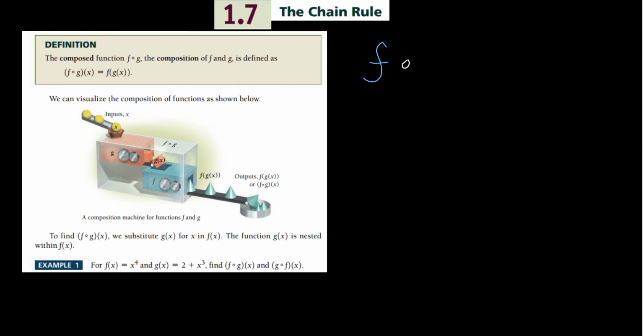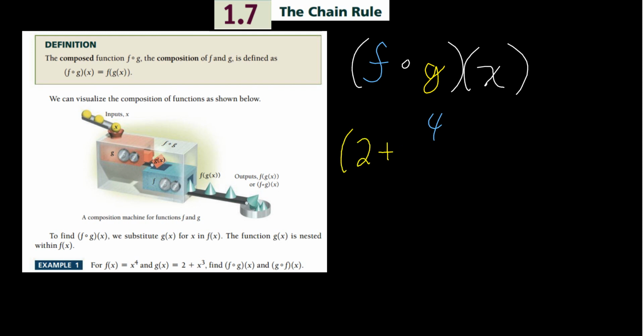Let's try that again. Again, f was simply x to the fourth. We need to substitute g where we see x, so we're just going to erase the x here and plug in g, which was 2 plus x cubed. And that's f of g of x.